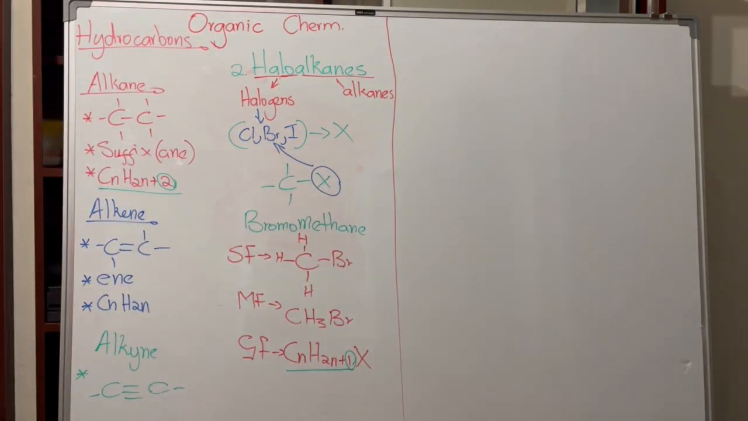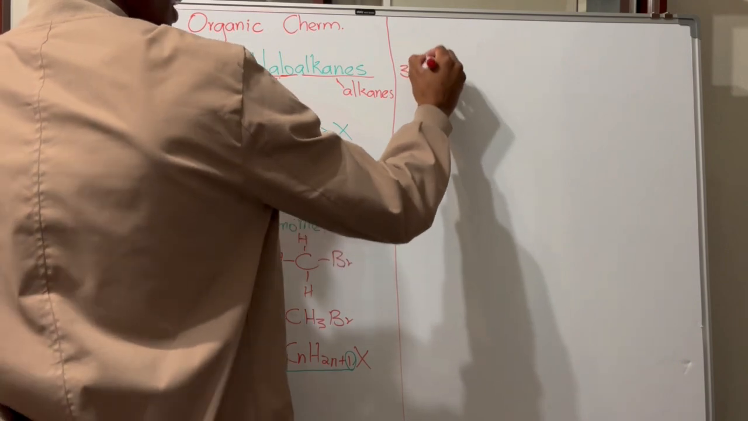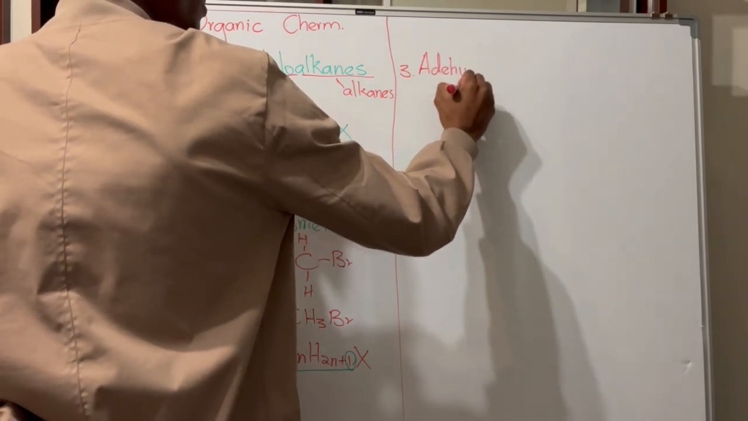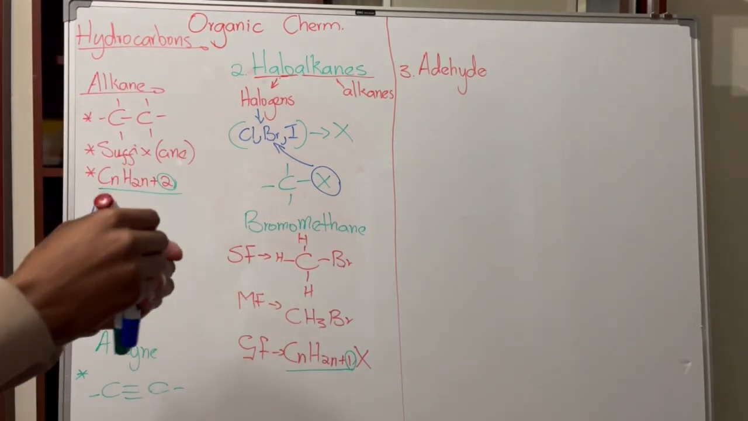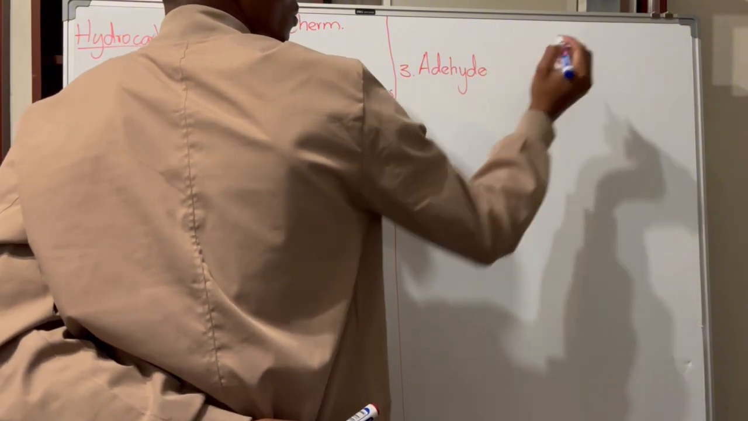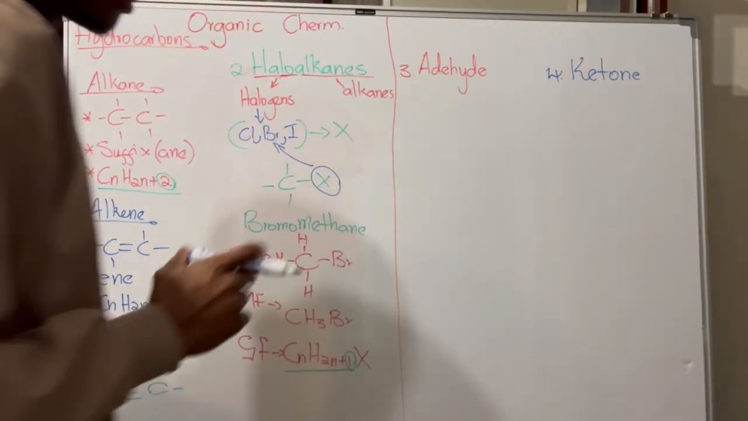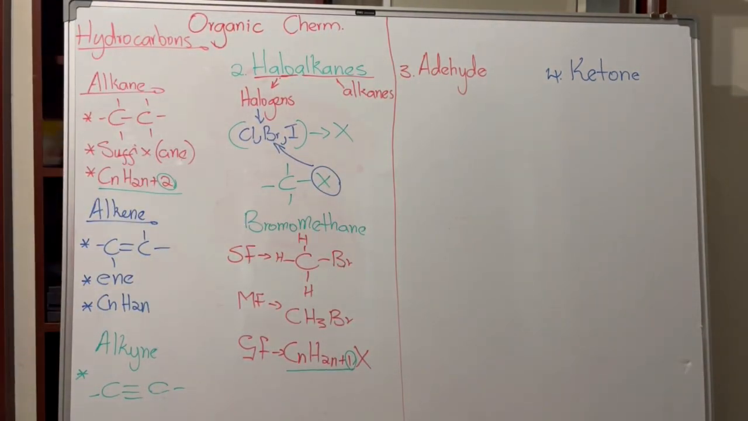So now I want us to look at the third and fourth homologous series, whereby the third one will be aldehyde, and the fourth one will be ketone. I am writing these two here at the same time because they are very, very similar. But in as much as they are very similar, they are very different, because as a student, you need to know the differences.